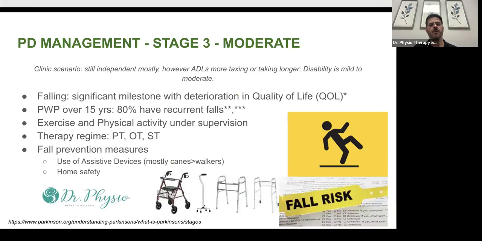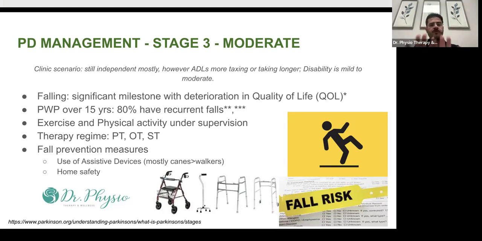And then stage 3, what's the clinical scenario here? Mostly still independent. However, the activities of daily living, okay, those are, for example, walking, bed mobility, dressing, cooking, driving, showering, shaving, those things, now become a little bit more taxing or take longer. They're still able to do those. They're still able to be independent. However, it's a little bit longer because of the bradykinesia, because the symptoms are more evident, the weakness is taking place, the rigidity is there, and disability here is mild to moderate.